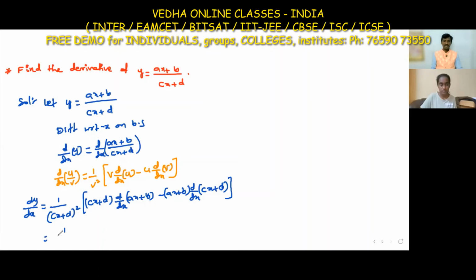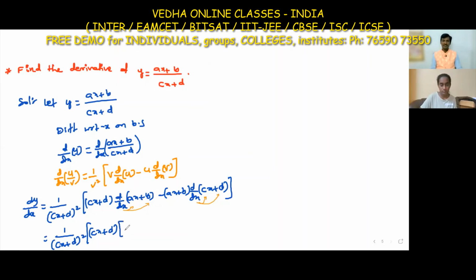Now this is equal to 1 divided by cx plus d whole square is outside, and cx plus d into d by dx of ax plus b. Okay, so how do we differentiate this? d by dx of ax, d by dx of b, d by dx of cx and d by dx of d. So we differentiate it like that.